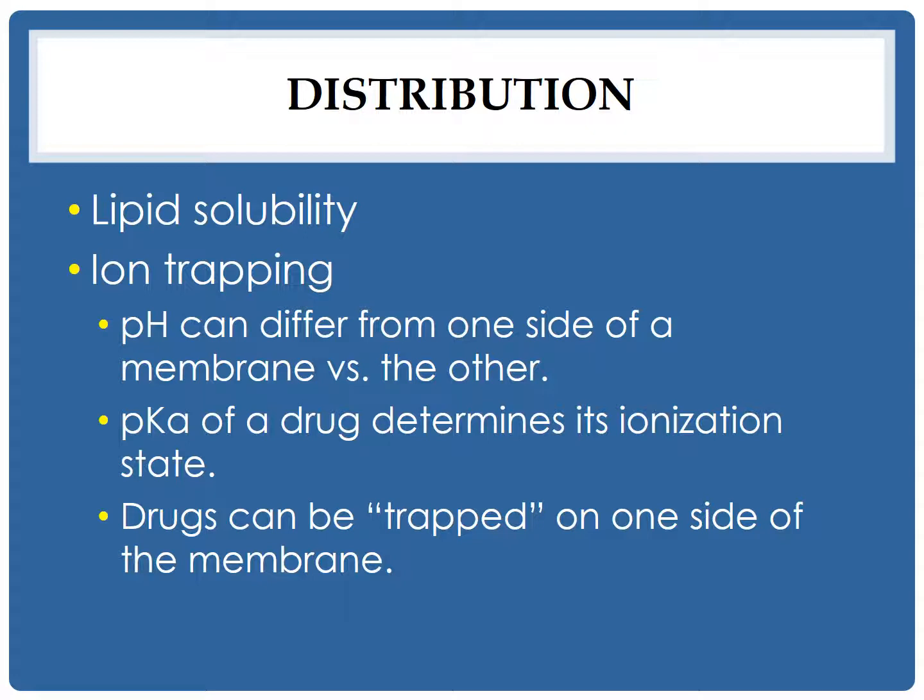The pKa of a drug, remember, is what determines its ionization state. So if it's a base, it tends to be ionized in acidic pHs, and acids tend to be ionized in basic solutions. So then drugs can become trapped on one side of a membrane, which just means that they can't diffuse across the membrane. And also remember that pH is a log scale, so a pH difference of 1 can cause a 10-fold concentration difference across the membrane. A pH difference of 2 would be a 100-fold concentration difference.